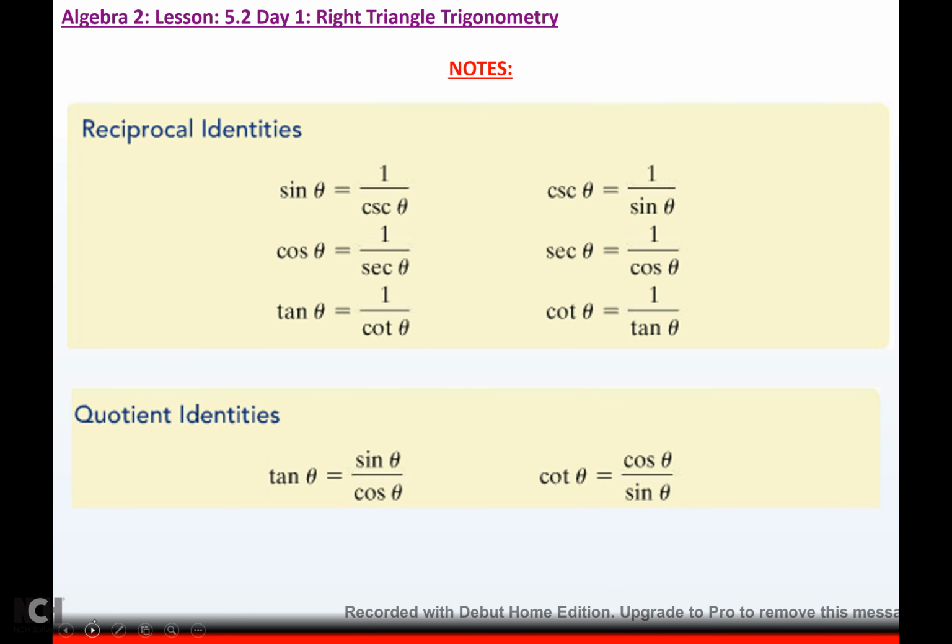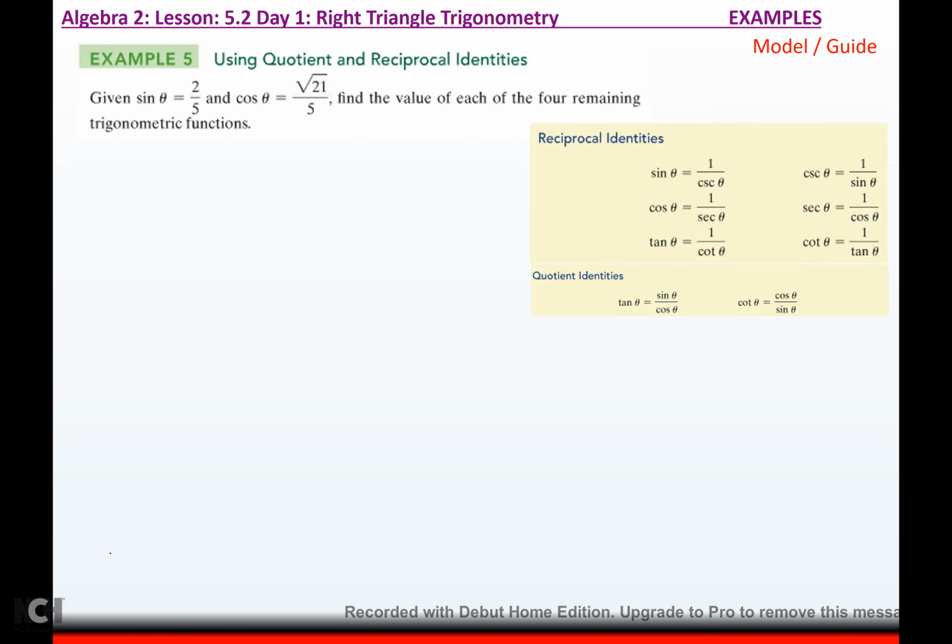Alright, your reciprocal identities. Sine is 1 over cosecant. Cosine is 1 over secant. Tangent is 1 over cotangent. Cosecant is 1 over sine. Secant is 1 over cosine. Cotangent is 1 over tangent. Tangent is sine over cosine. Cotangent is cosine divided by sine. Why do we need these? Well, we can use them to solve problems.